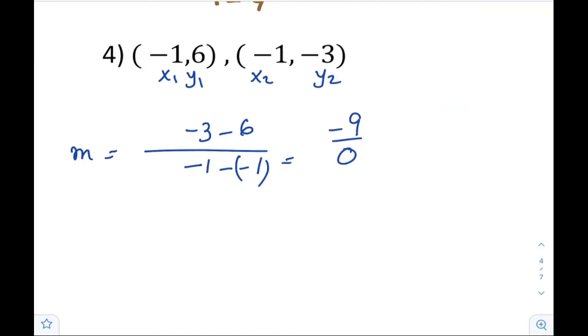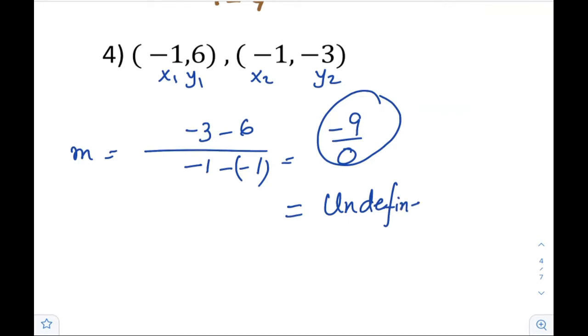We cannot divide by 0. Even if you put it in the calculator, it will give you error or syntax error or something undefined. And that is undefined. You cannot define a value that has 0 denominator. You cannot divide by 0.